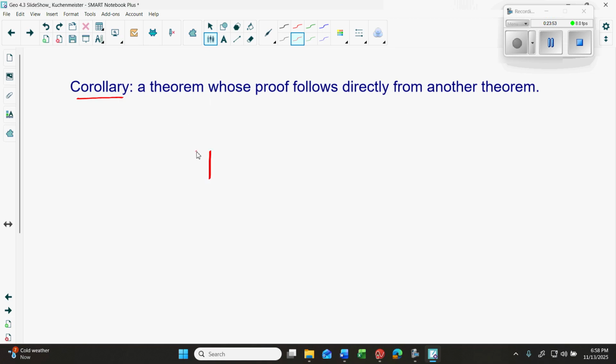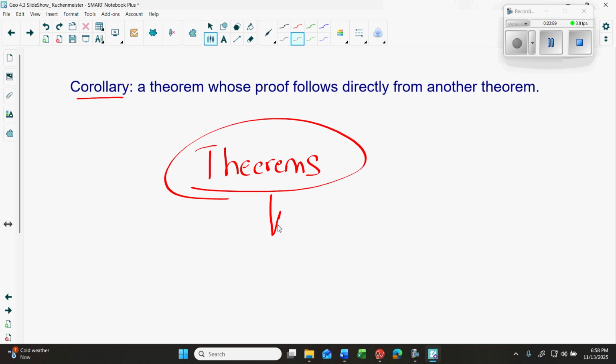So we know we have theorems in this class, and typically those are the big boys. But sometimes a corollary stems off of that, and it uses the theorem it's a part of to make its own little statement. You'll see what I mean because we're going to use this in action here. Basically, it's a type of theorem whose proof follows directly from another theorem. It uses another theorem that we've already talked about to make sense.